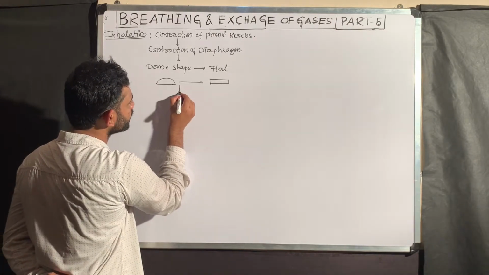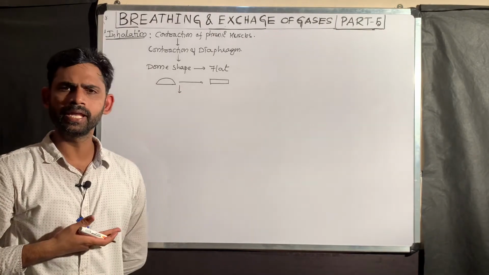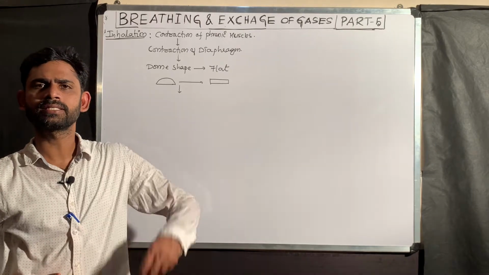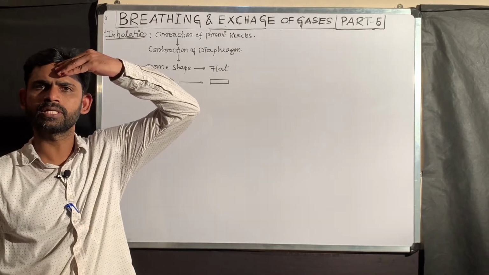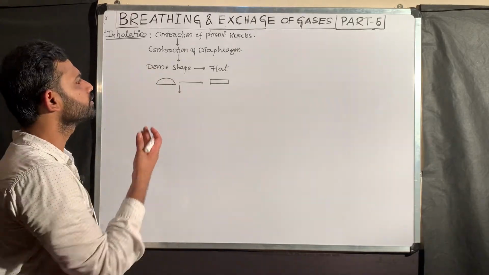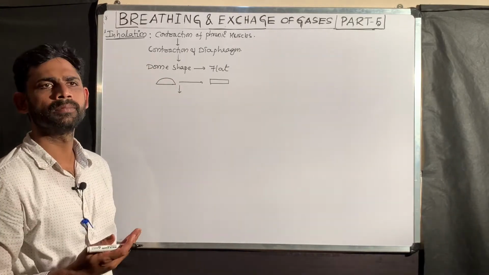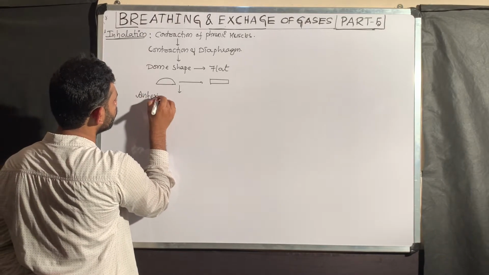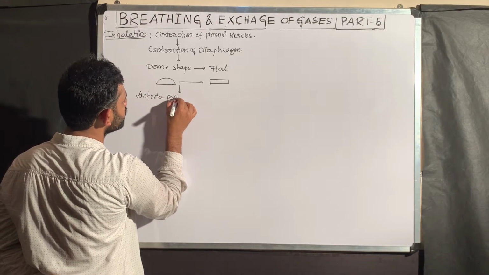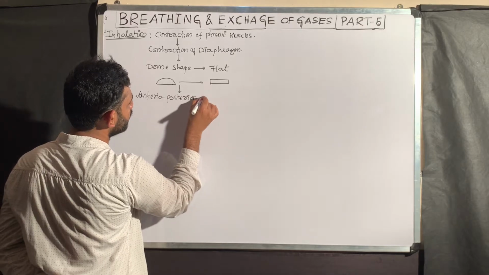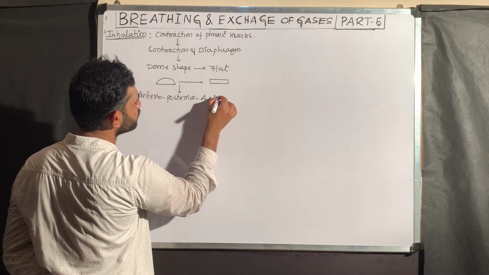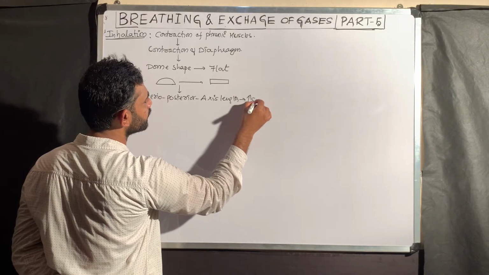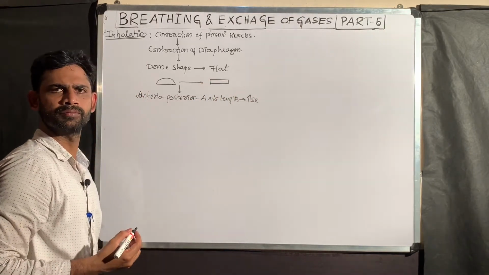Because it becomes a flat shape, the diaphragm, which is present down to the lungs, this is the anterior part, this is the posterior part. Because the diaphragm becomes flat, the anteroposterior axis length is definitely increased. Yes or no?